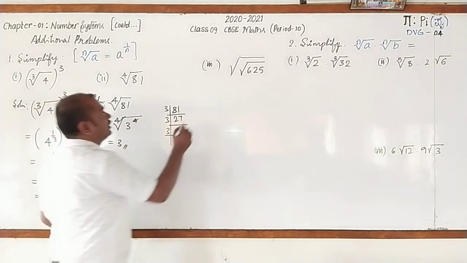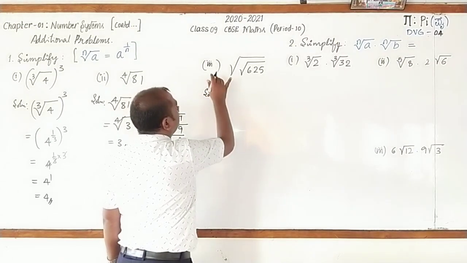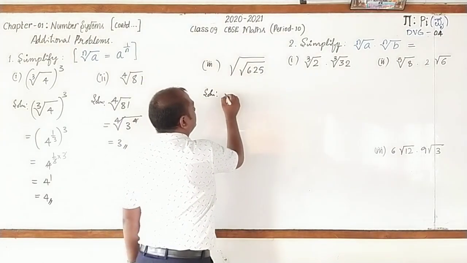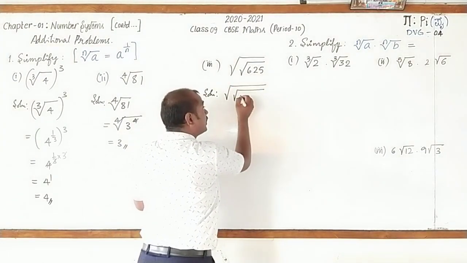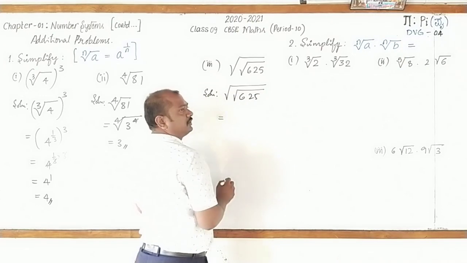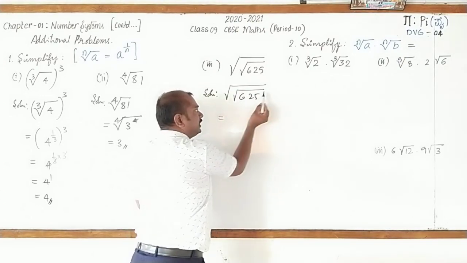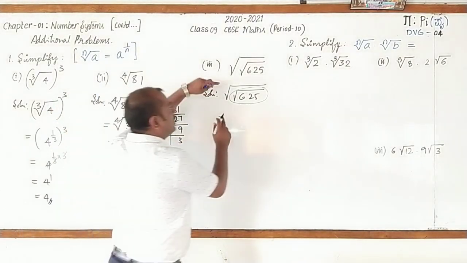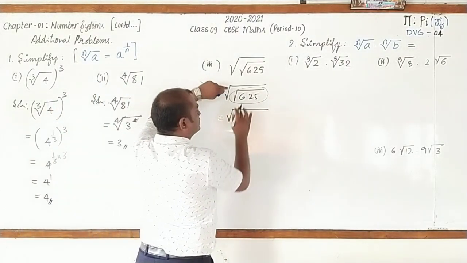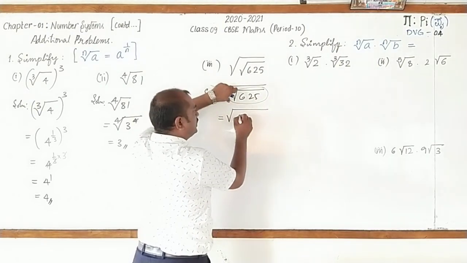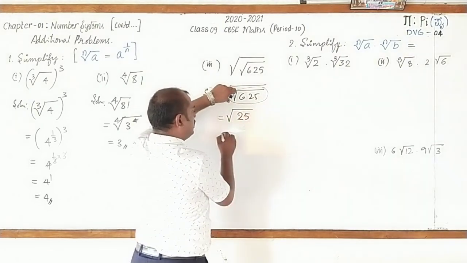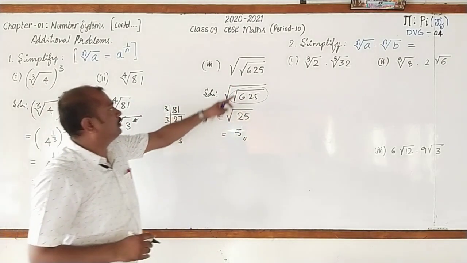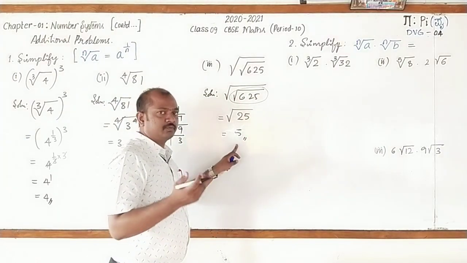Understood? Now, the third one. Observe, this is an important one. Little bit different. Square root of square root of 625. Look here, to simplify this, first you have to consider the value of the inner square root of 625. I'll keep the first square root as it is. What is the value of square root of 625? It is 25. What is the square root of 25? 5. So the value is 5.